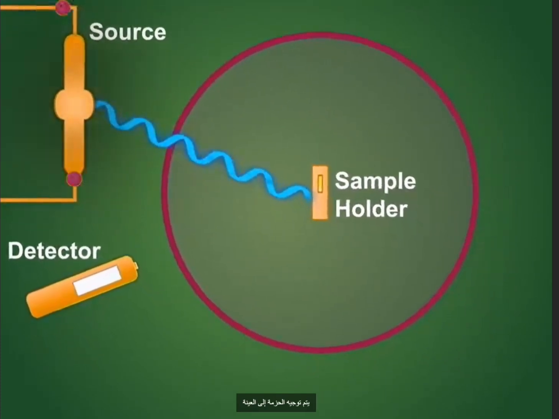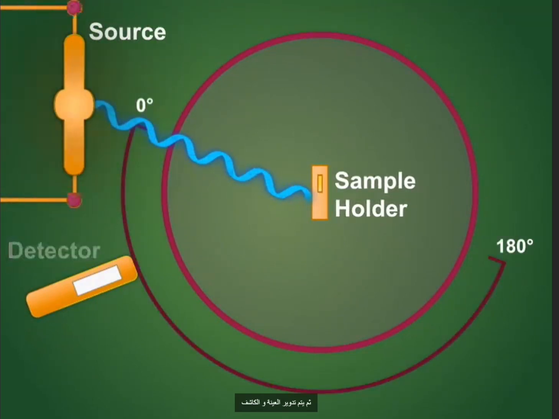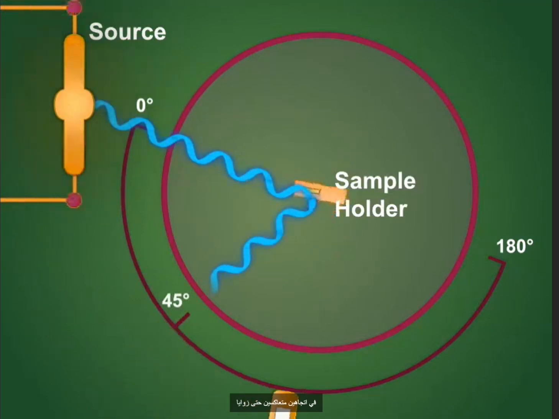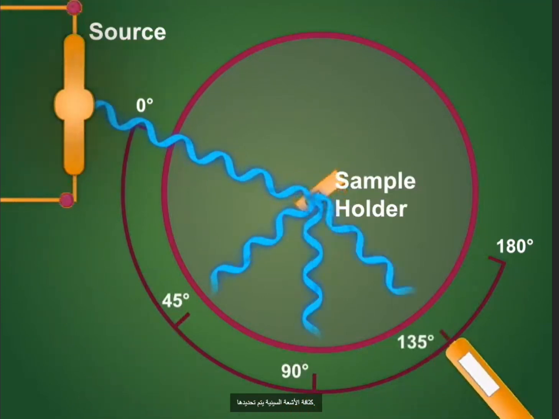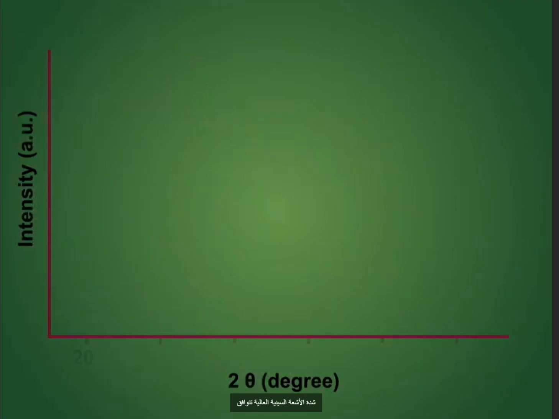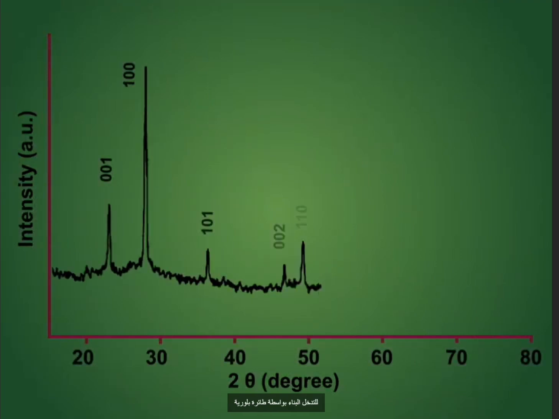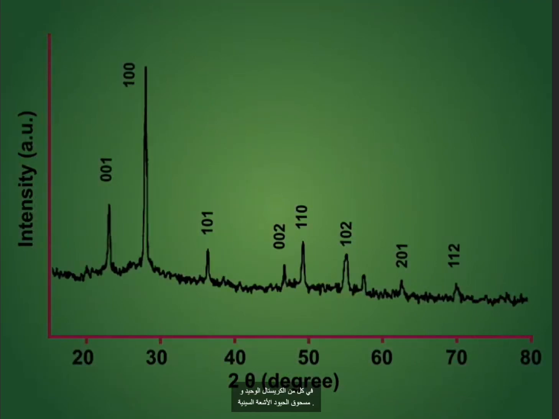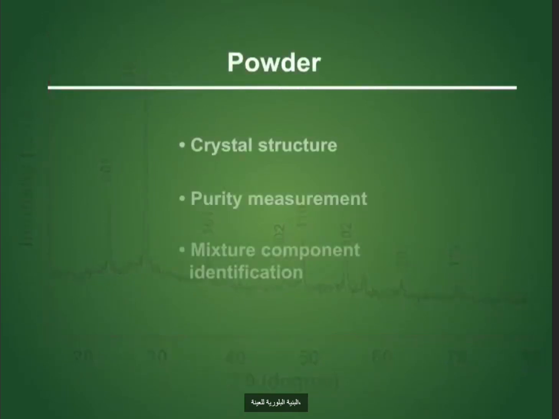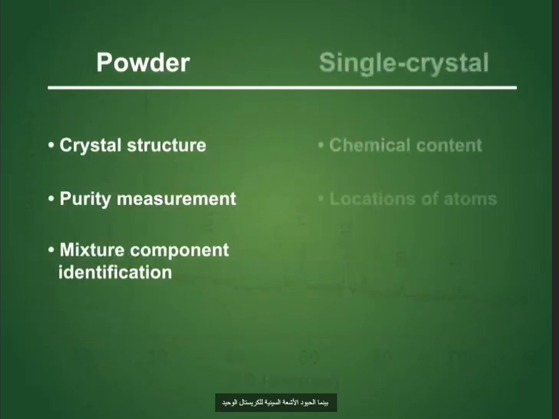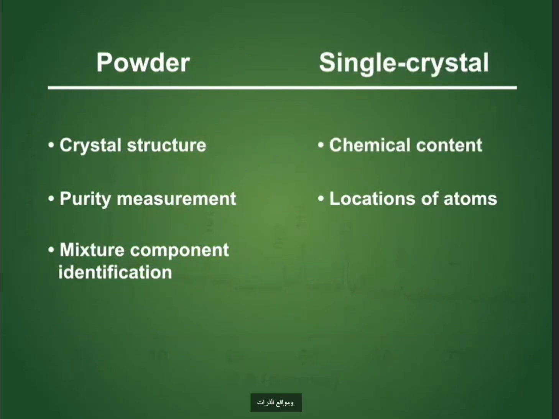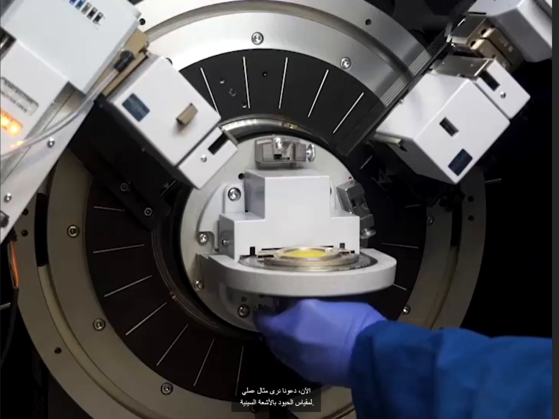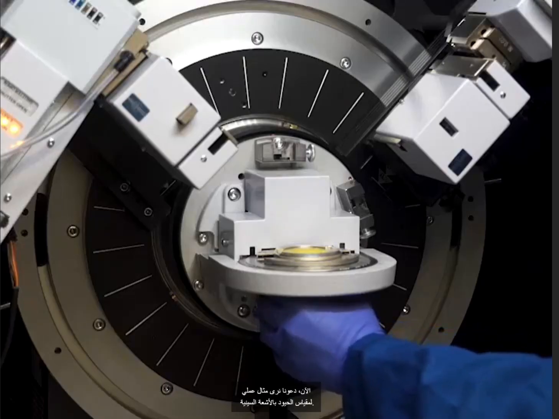The beam is directed at the sample, which diffracts the X-rays. The sample and the detector are then rotated in opposite directions until the angles of X-ray intensity are determined. High X-ray intensity corresponds to constructive interference by a crystallographic plane in both single crystal and powder X-ray diffraction. Powder X-ray diffraction reveals the crystal structure of the sample, while single crystal X-ray diffraction additionally reveals the chemical content and locations of atoms. Now let us see a practical example of X-ray diffractometry.